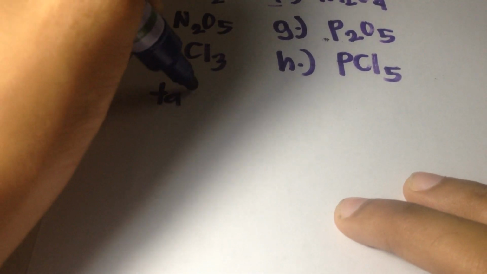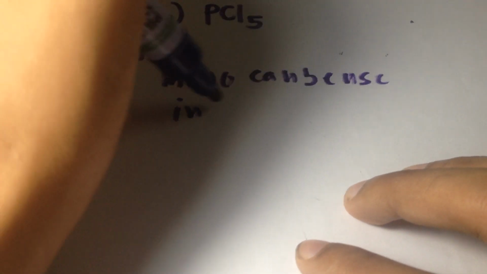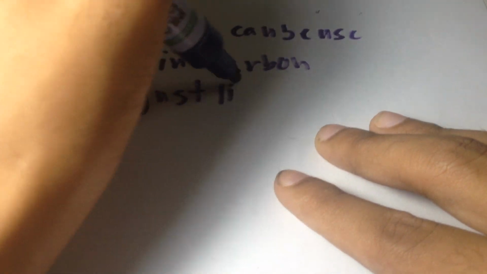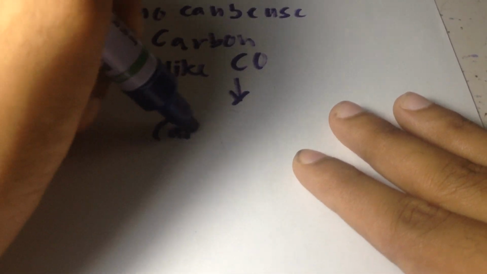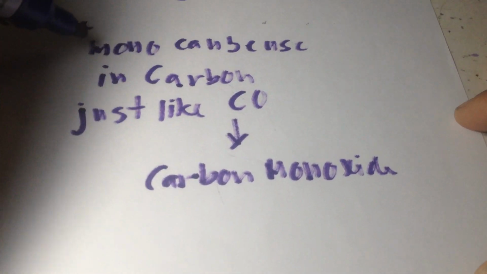Take note, mono can be used in carbon, just like carbon monoxide. So this name is carbon monoxide. Okay, that's a take note.